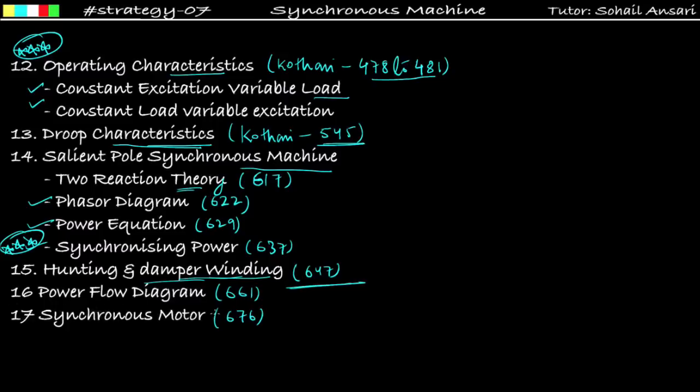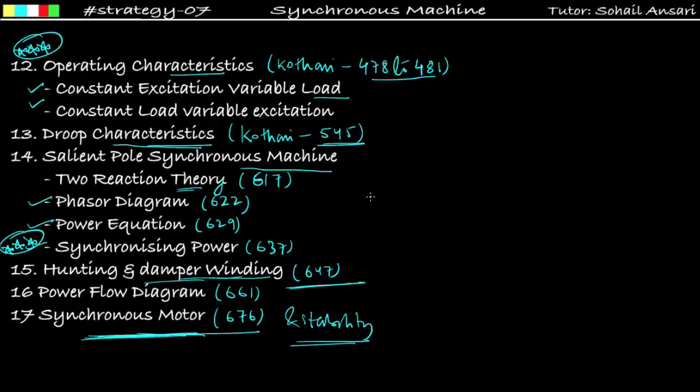Now the 16th point is the power flow diagram. This is very easy, because in the DC machine you have gone through the power flow diagram, and in the induction machine also. In the same way, you have to go through the power flow diagram of the synchronous machine. You will get the concept on page number 661 of the PS Bimra book. And the last is the synchronous motor. You have to understand the basic concept of the synchronous motor and its stability, how the synchronous motor will behave in normal excitation, under excitation, and over excitation. You will get the concept on page number 676.